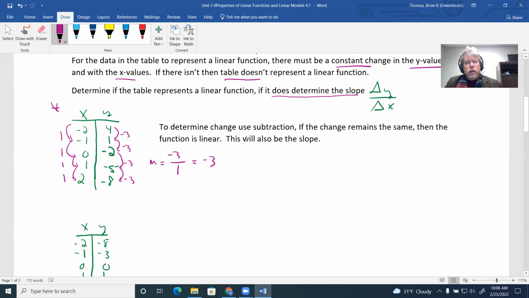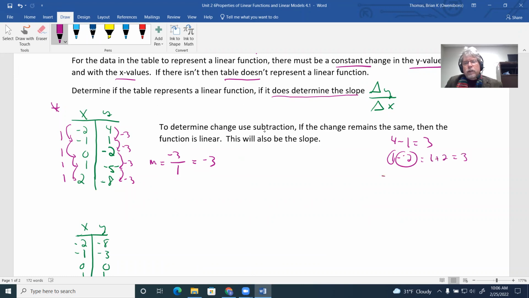Now, you can also use subtraction, and if the change remains the same, then it is a linear function. So on my y values, if you're not recognizing the change, you could just go 4 minus 1. That would give you this 3. 1 take away a -2. So that's really a 1 and a 2. A 1 and a 2 would give you a 3.